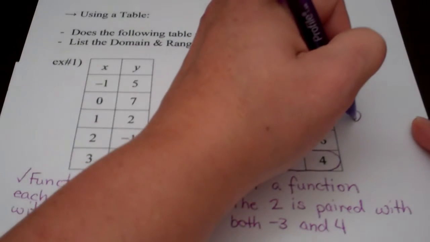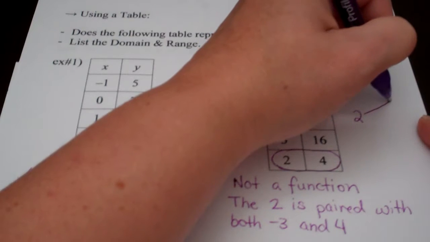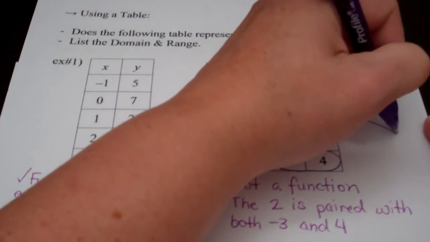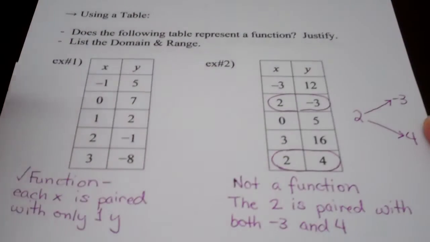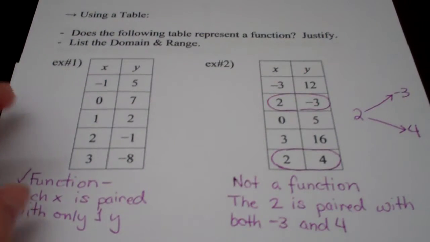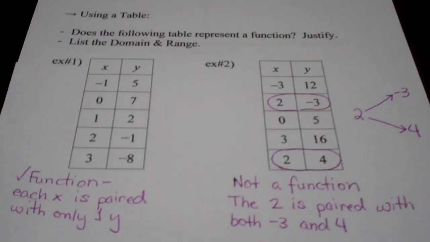Sometimes the books draw diagrams where each x is connected with its y by an arrow. So in that case, right, we'd have the same x paired with two different y's, and so in that scenario it is not a function.